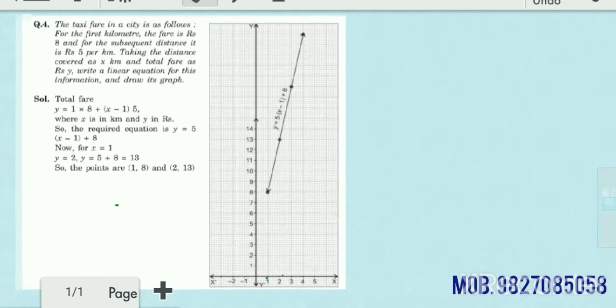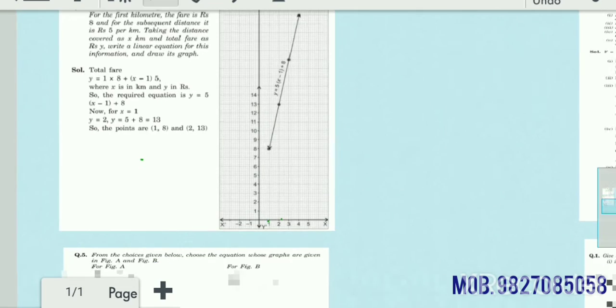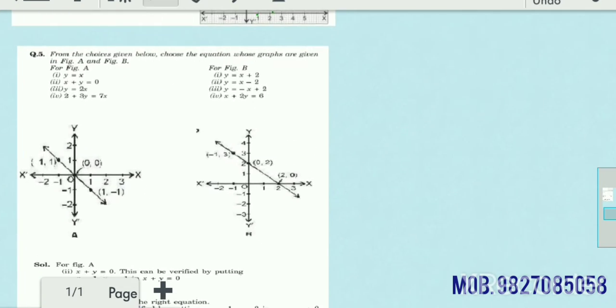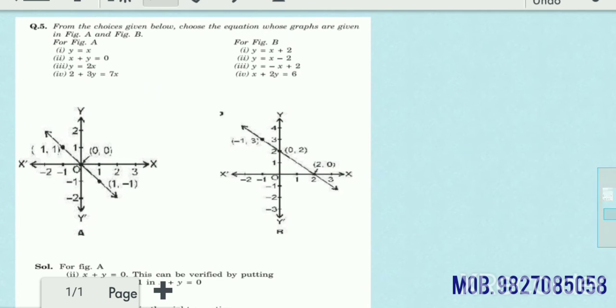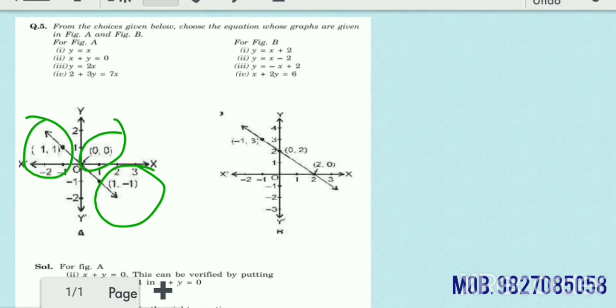Now question number 5. Here some equations are given and one graph is given. Okay, so firstly we have to check the given points. First point (1, 1), second point (0, 0) and third is (1, minus 1).